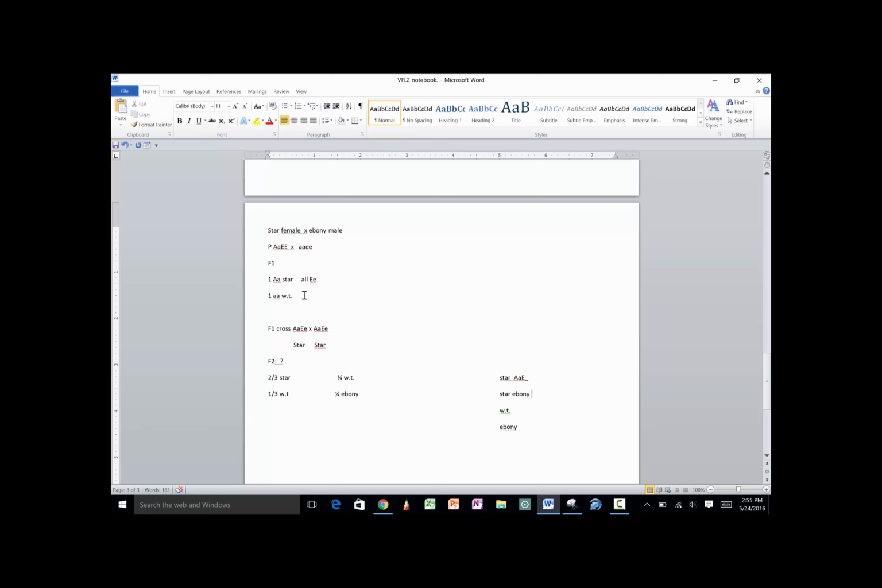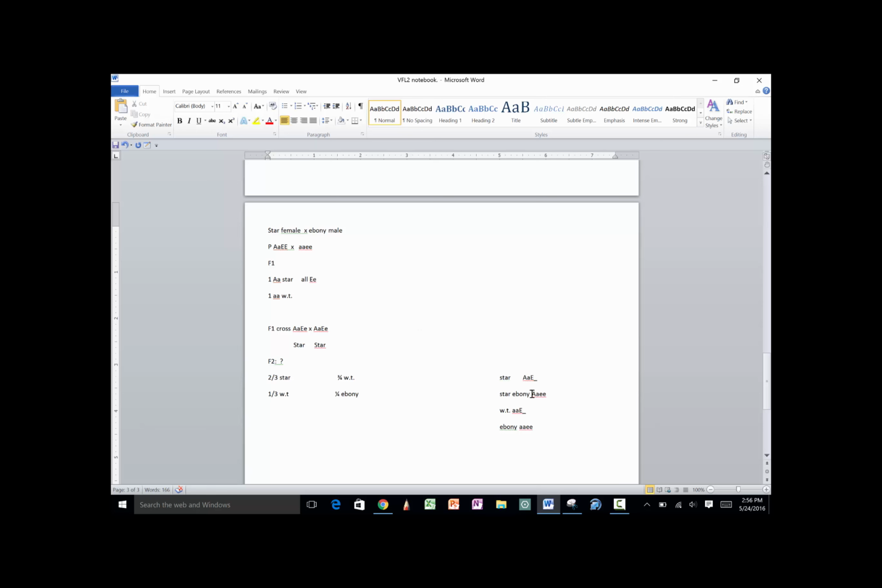Star and ebony, we know it's going to be big A, little a for star, because we can't get big A, big A, since they die. So if it's star, it has to be big A, little a. Ebony's little e, little e. And if it's wild type for ebony as well, then it's that. And if it's just ebony, we know it's wild type for star, mutant for ebony. So those are the genotypes.